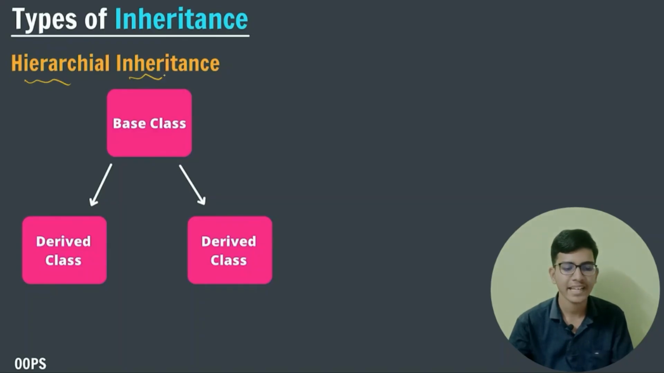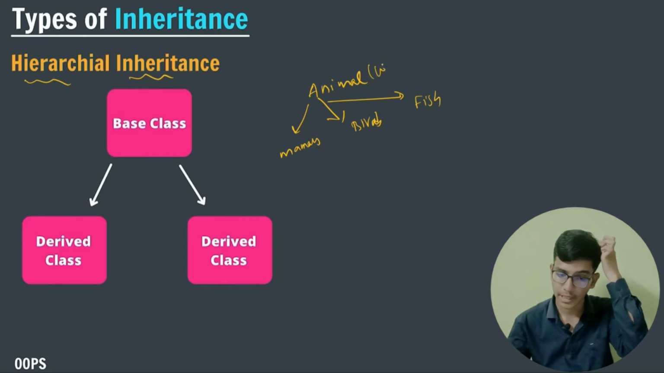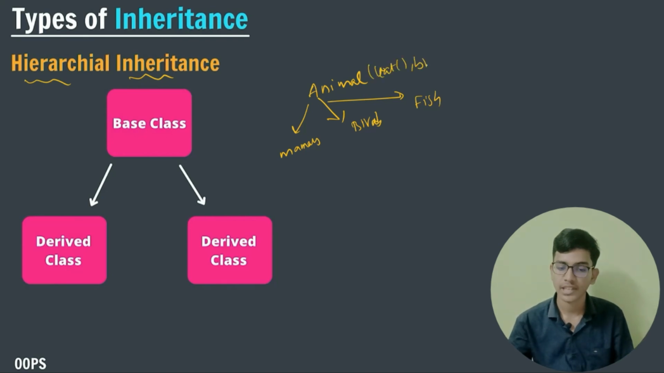Now let us talk about hierarchical inheritance. So to understand hierarchy of inheritance, let me take animal as my parent class. So from animal we have mammals, after it we have birds, after that we have fish, and each class has its own unique property, like animals can eat, animals can breathe, right? Mammals have legs, right? Birds can fly, after that fish can swim. So these are the unique properties.